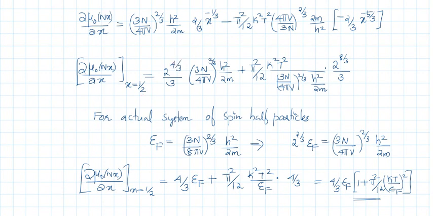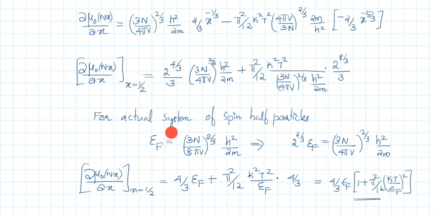(3n by 4 pi v) raised to 2 by 3 into h square by 2m, plus this minus and minus becomes plus, pi square by 12 k square t square divided by (3n by 4 pi v) whole raised to 2 by 3 into h square by 2m into 2 raised to 8 by 3 by 3.